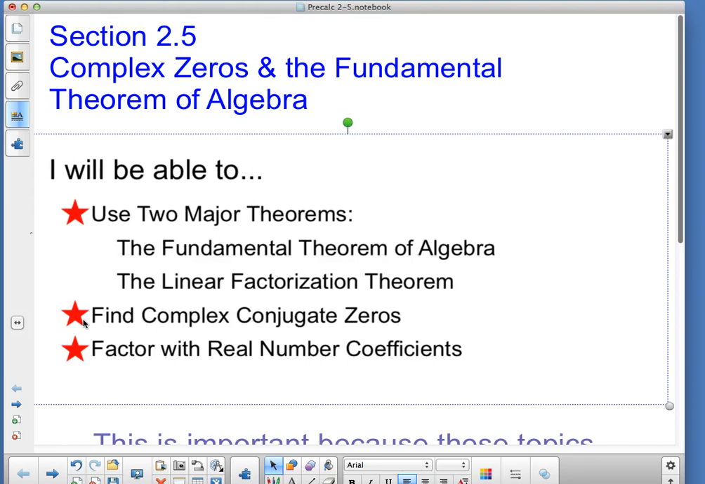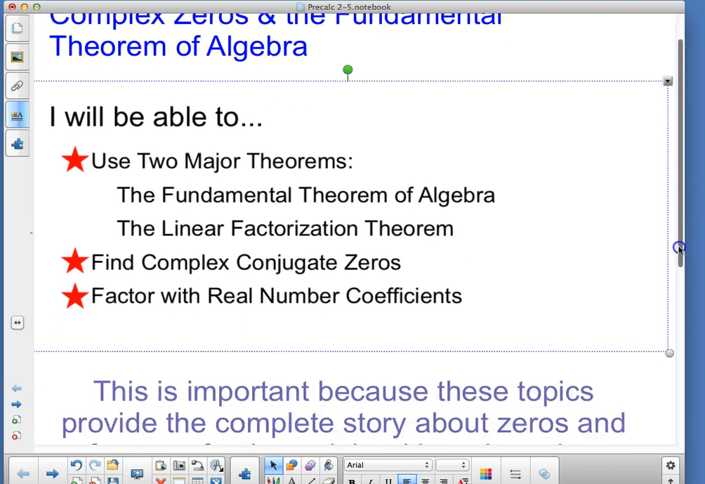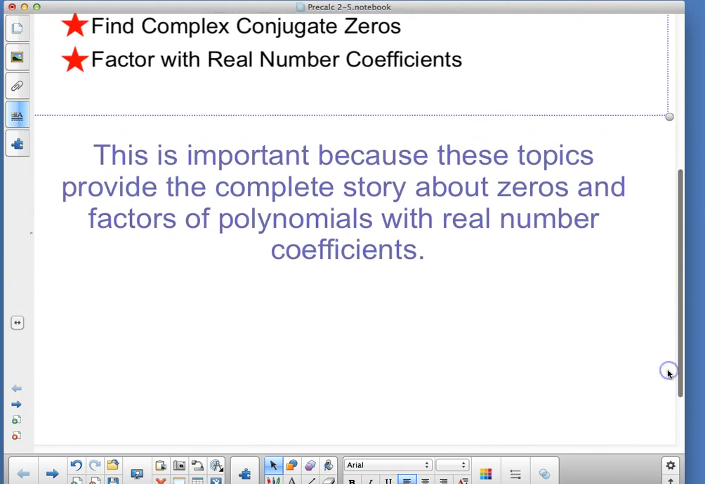So when we have a square root as a root or a zero, the negative square root of that has to be part of our zeros. When we have a complex value, we have its complex conjugate as its pair. It has to be there, otherwise there should be an i in the polynomial as we're doing this. This is important because these topics provide the complete story about zeros and factors of polynomials with real number coefficients.